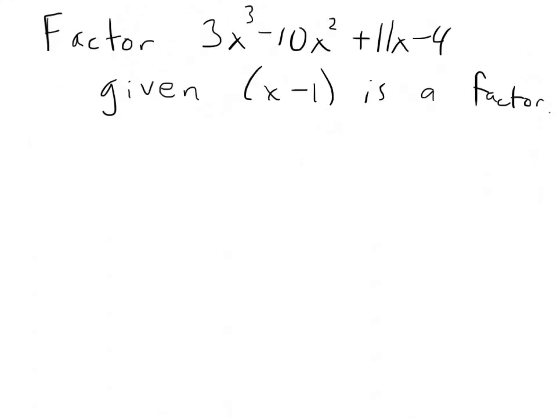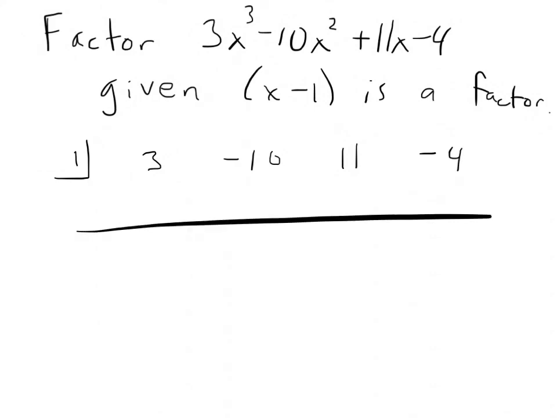So given that the last one didn't work, we've got one new one here. Go ahead and factor that polynomial completely, given that x minus 1 is a factor. So here we go. The first step is we find out how many times this goes into this. So we set up a little synthetic division. I've got 3, -10, 11, -4, 3, 3, -7, -7, 4, 4, and 0.